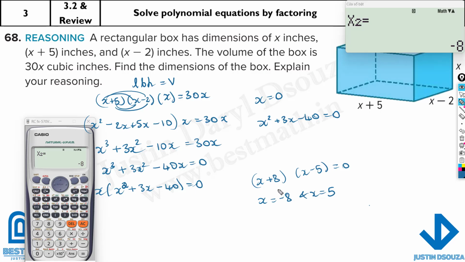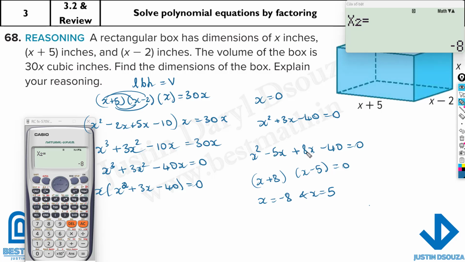So now, if you know so much, why don't I just multiply it over here? x times x is x squared. x times minus 5 is minus 5x. 8 times x is plus 8x. And lastly, minus 40, that is equal to 0. So this is how we can trace back the steps.